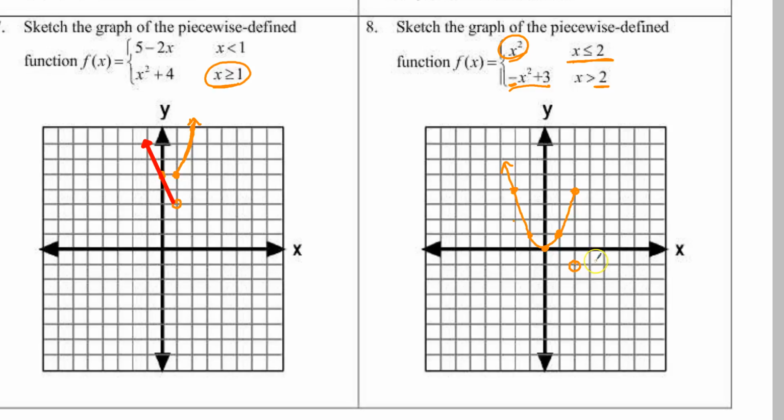Then at 3, we have negative 6. So I need to go down 1, 2, 3, 4, 5, 6. And I have a parabola here. And there's my piecewise function.